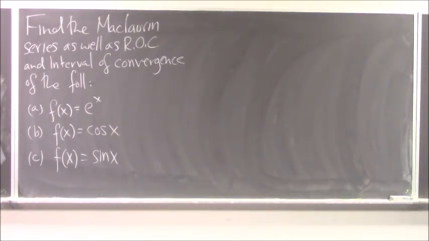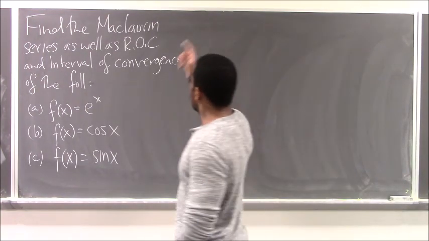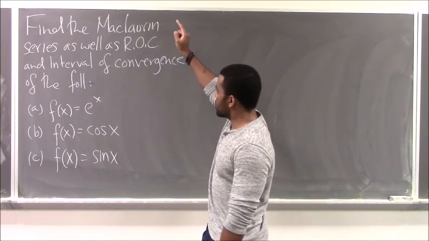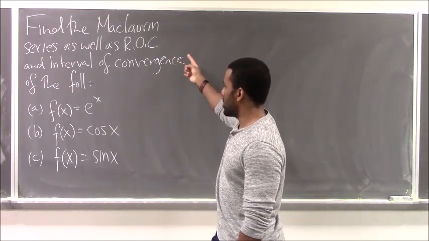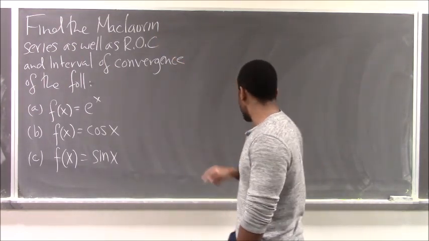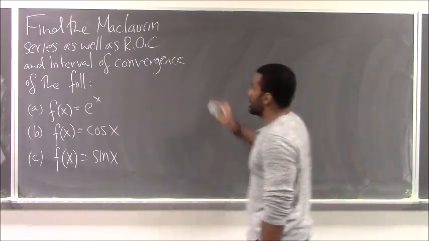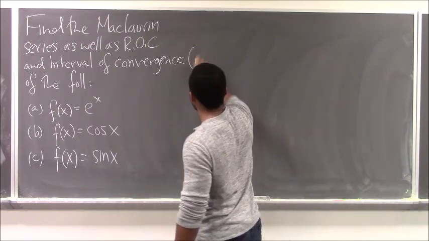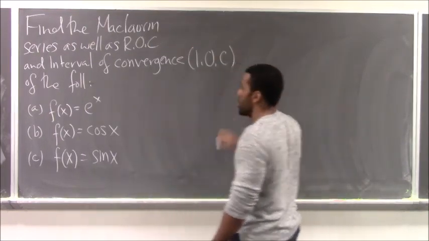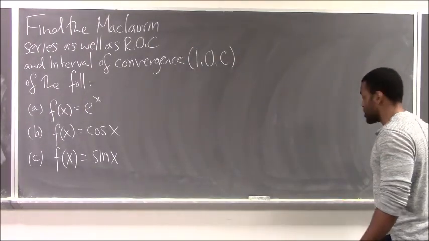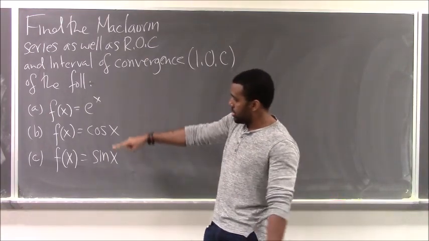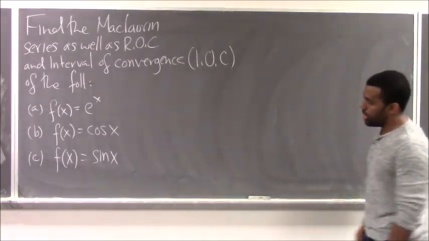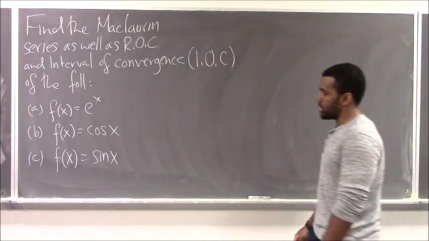We had an example that we wanted to get into last time, finding the Maclaurin series as well as the radius of convergence, and I don't know why I wrote out integral of convergence. Normally I'd write out IOC here. But whatever, that's IOC of the following functions. The first one was e to the x, the next one is cosine x, and the other one is sine of x.